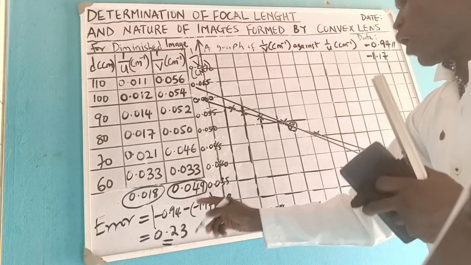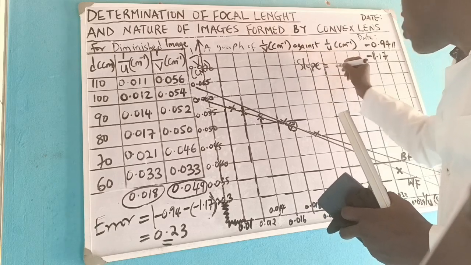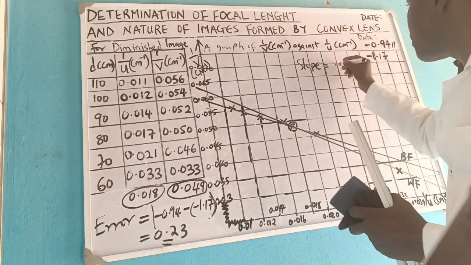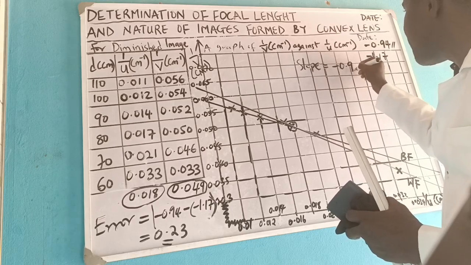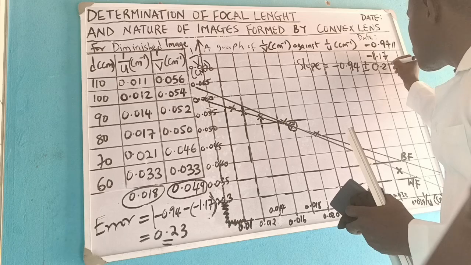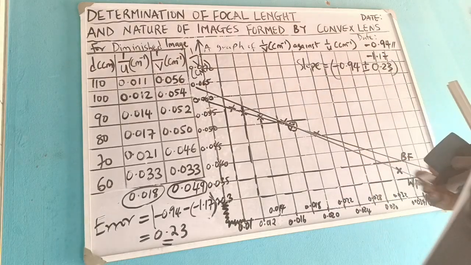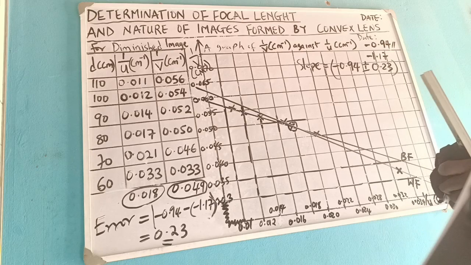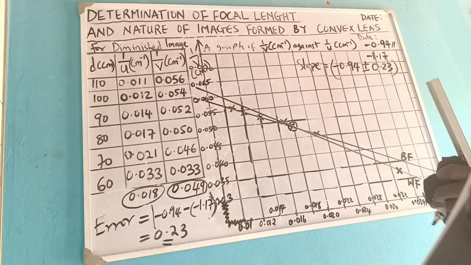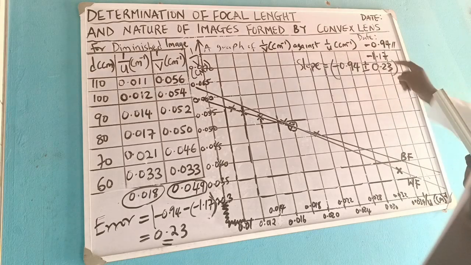And so what do you write? You say your slope is equal to the best fit slope, minus 0.94, plus or minus 0.23. No unit. No unit. Please note it very well. Minus 0.94 plus or minus 0.23. That is the slope. That means the best fit slope plus or minus the error in slope.